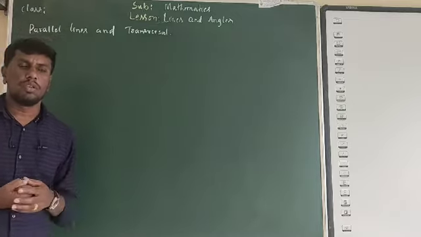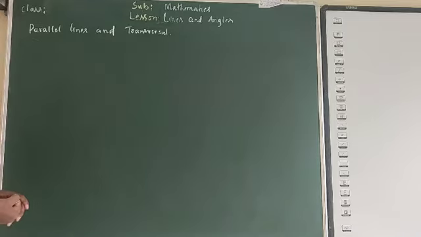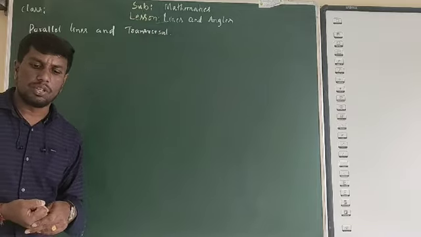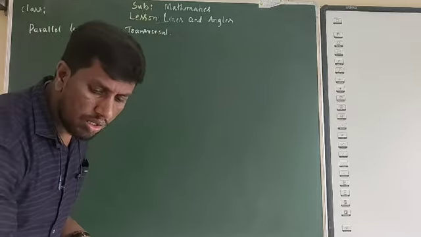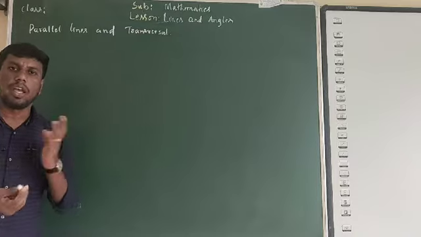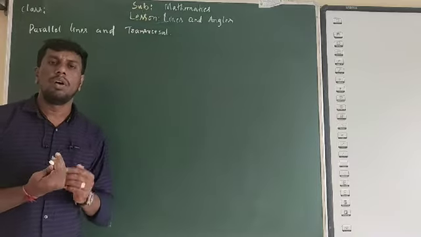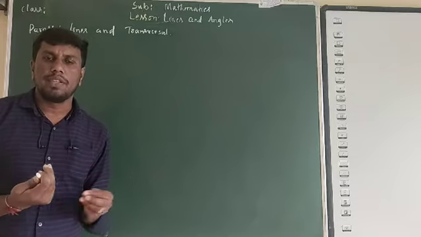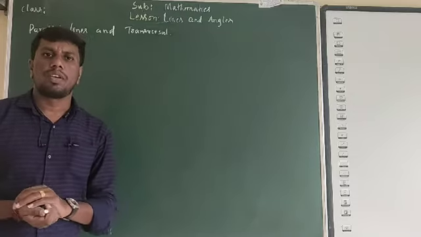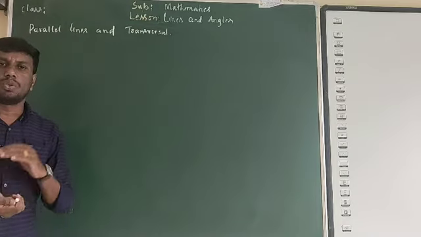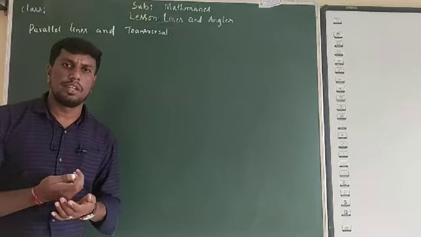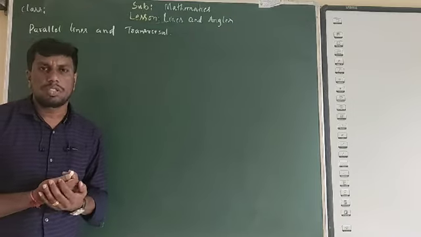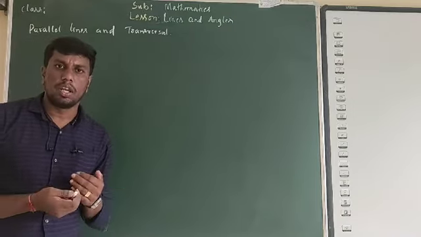In today's session, we will go for parallel lines and transversal. What properties will be there, what angles are equal, and what types of angles exist when we take parallel lines and a transversal line passing through these two parallel lines. Those things we have already studied in class 7, so again we will review what we studied in class 7, right?